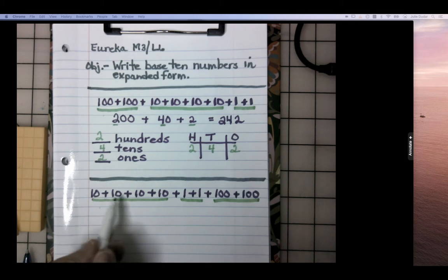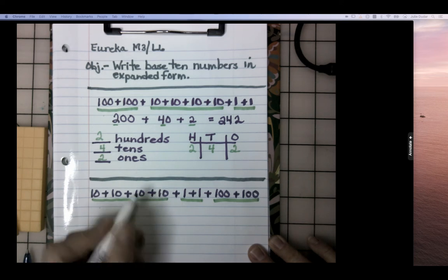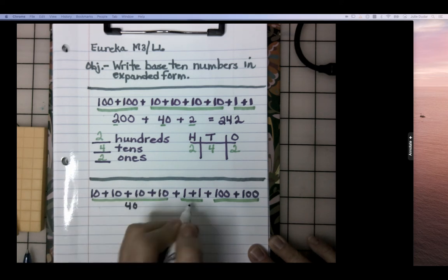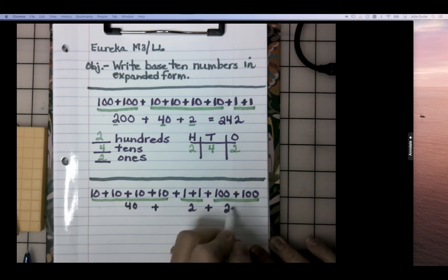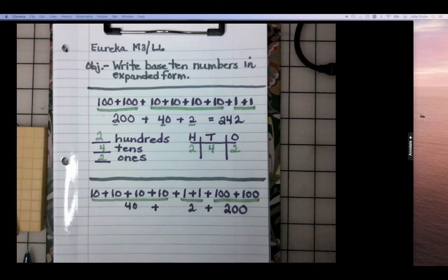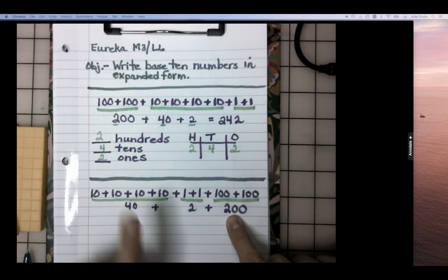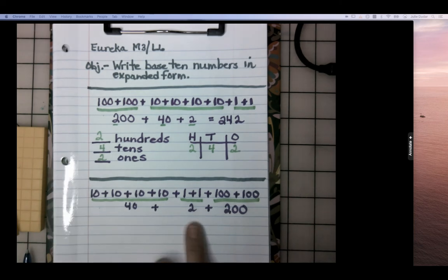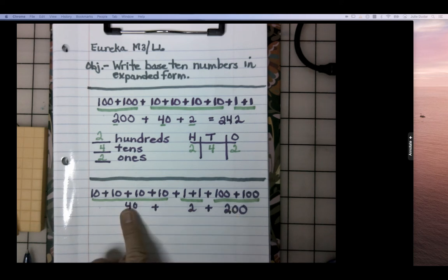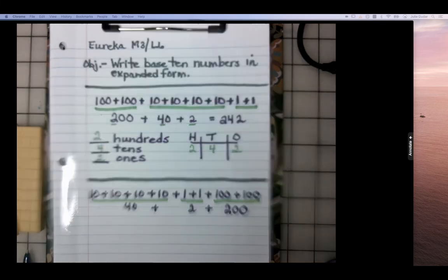And I have 1, 2, 3, 4 tens, 10, 20, 30, 40. I have 2 ones, which is 2, and I have 2 hundreds, which is 200. Are the values the same as what we had up here? 200, 2, and 40. It doesn't matter what order they're in, it still adds up to the same thing. So 40 plus 2 plus 200 is the same as 200 plus 40 plus 2.